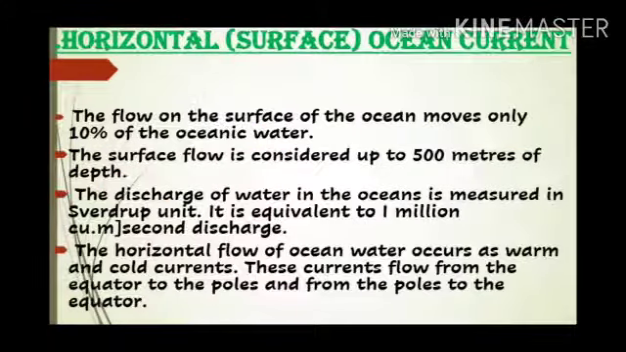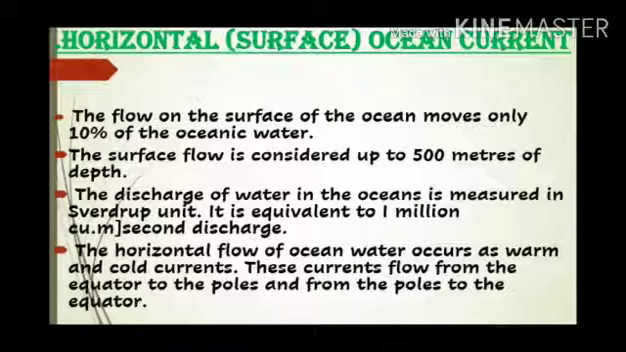Surface ocean currents are also called horizontal ocean currents. The flow on the surface of the ocean moves only 10% of the ocean water. It means surface ocean currents can make currents only in 10% of ocean water, that is floating water. The surface flow is considered up to 500 meters of depth.